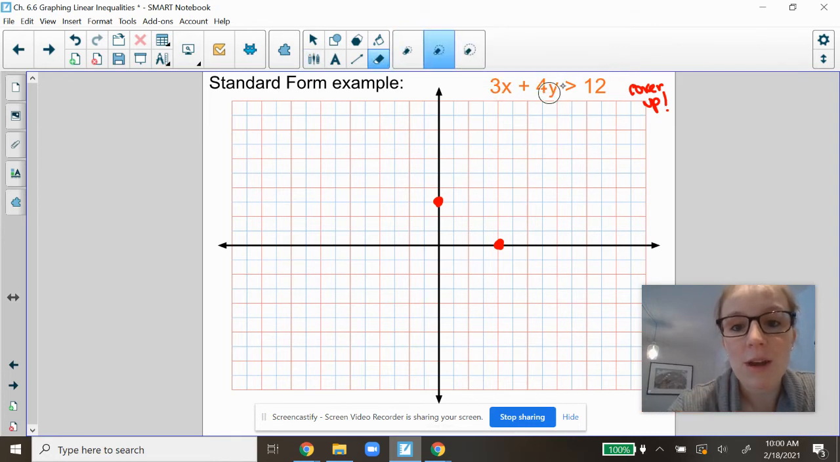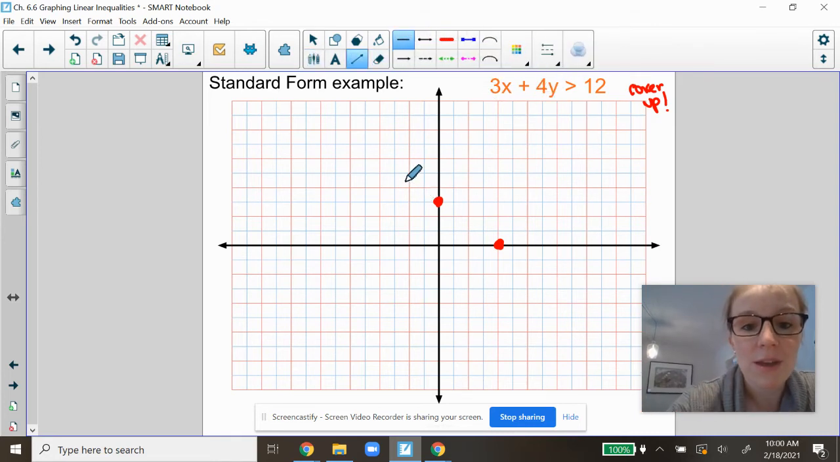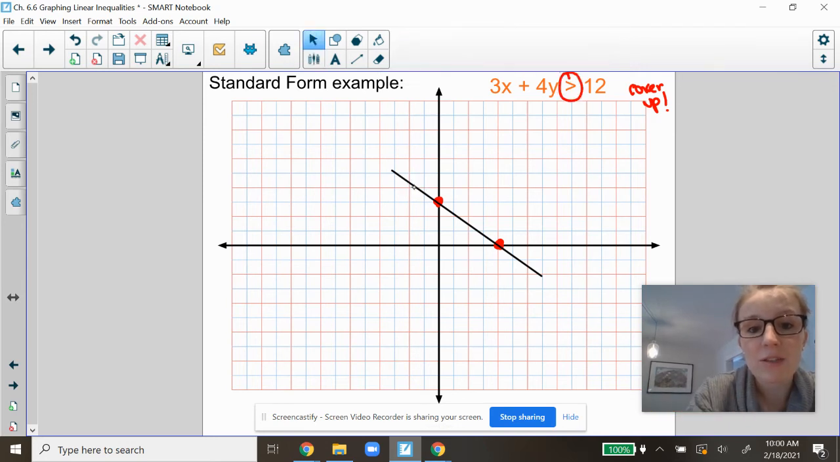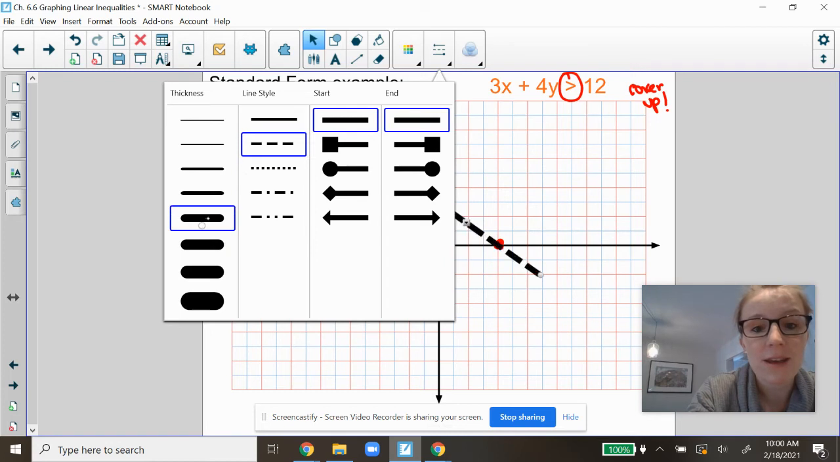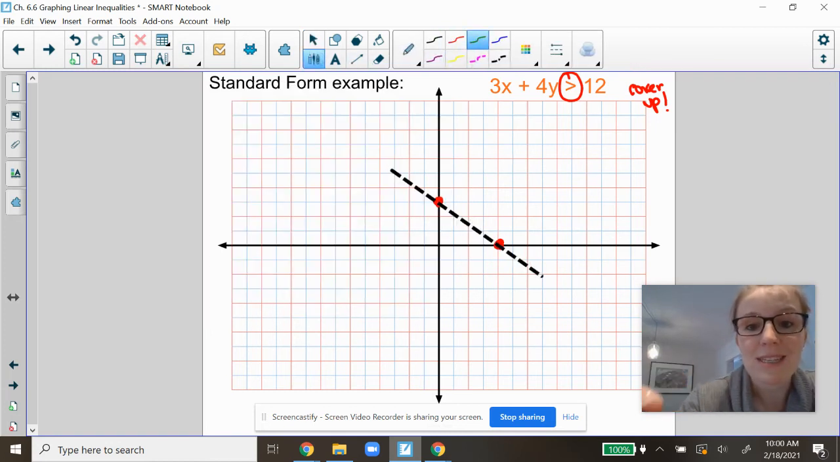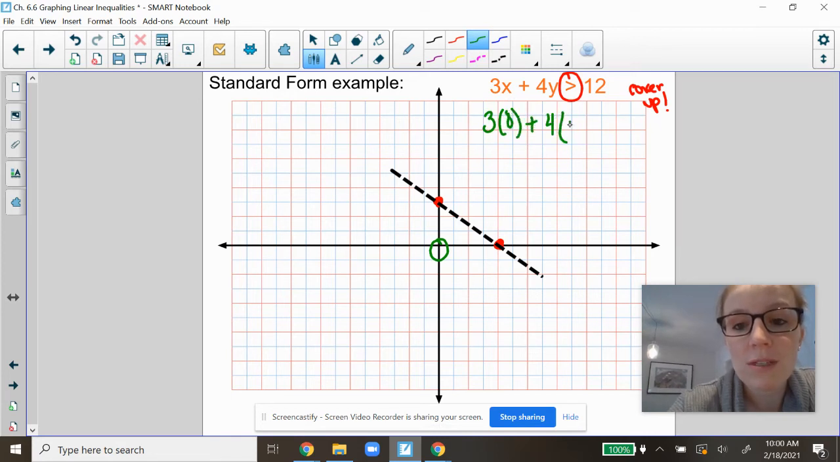Now that I have my two intercepts, I can draw a line to connect them. Notice this time that, again, we have just a greater than symbol, which means my line is going to be dotted, okay? A dotted line. Now, last but not least, we need to test a point. What's the magical point to test? That origin. So I'm going to plug in (0, 0). So 3 times 0 plus 4 times 0 is bigger than 12.